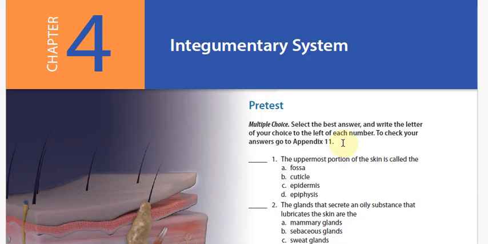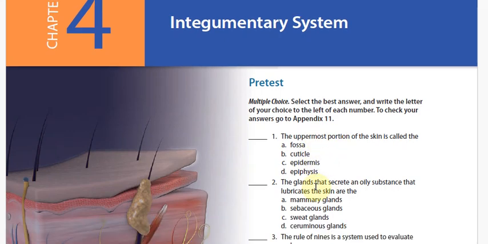We have a couple of questions in the pre-text. Let's get to the first one. The uppermost portion of the skin is called, as I just told you, epidermis. Epi means upon, dermis means skin. Uppermost portion, epidermis. Question 2. The glands that secrete an oily substance that lubricates the skin are sebaceous glands. Sebaceous means related to oil or fat.